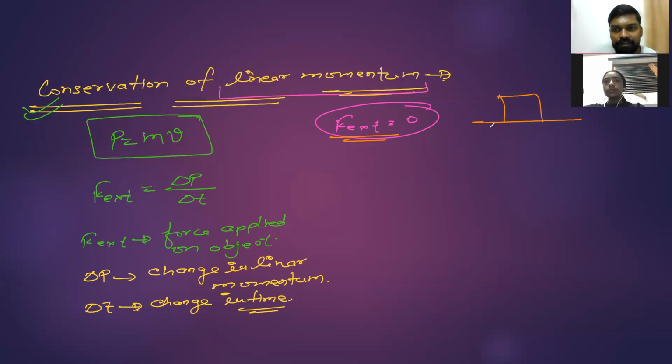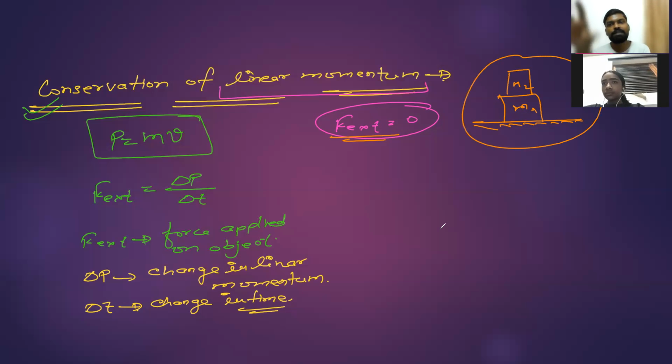This is an example of a system. There is a block of mass m1 kept on the ground, and another block of mass m2 is kept on the m1 block. So this completely is known as the system, because this system is made up of two blocks and the ground. Are you getting me? Yes, sir. Okay.